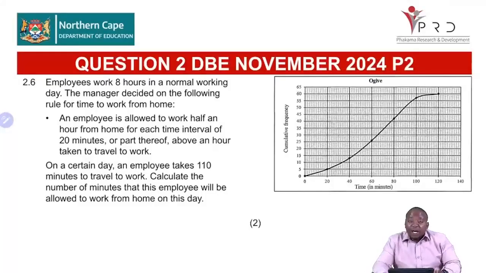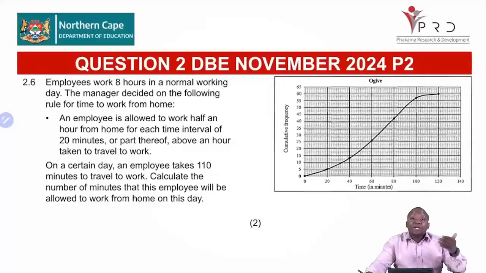Welcome back, grade 12. Let us look at 2.6. It reads as follows. Employees work 8 hours in a normal working day. The manager decided on the following rule for the time to work from home. An employee is allowed to work half an hour from home for each time interval of 20 minutes or part thereof, above an hour taken to travel to work. On a certain day, an employee takes 110 minutes to travel to work. Calculate the number of minutes that this employee will be able to work from home on this day.